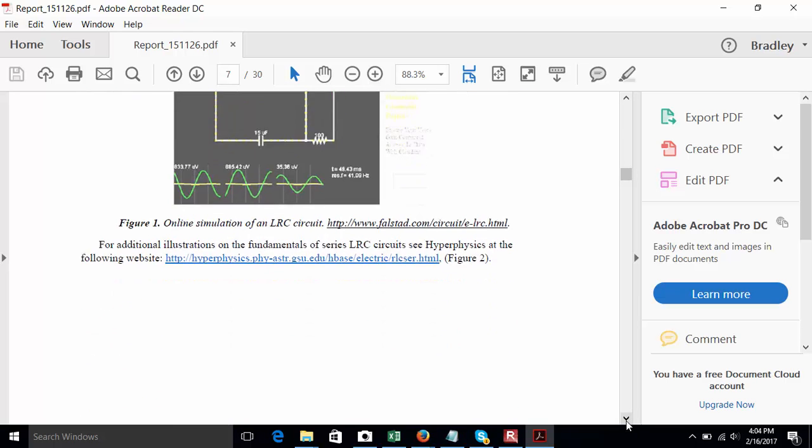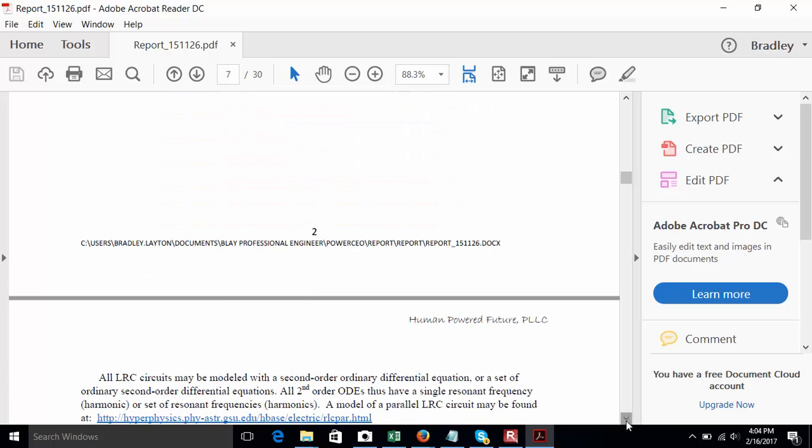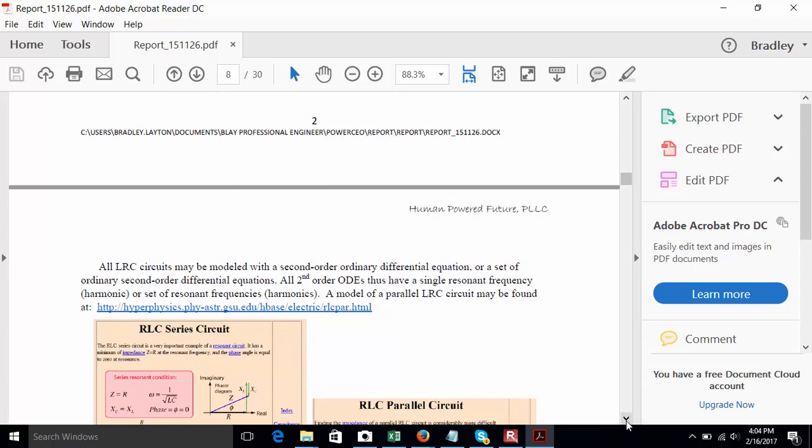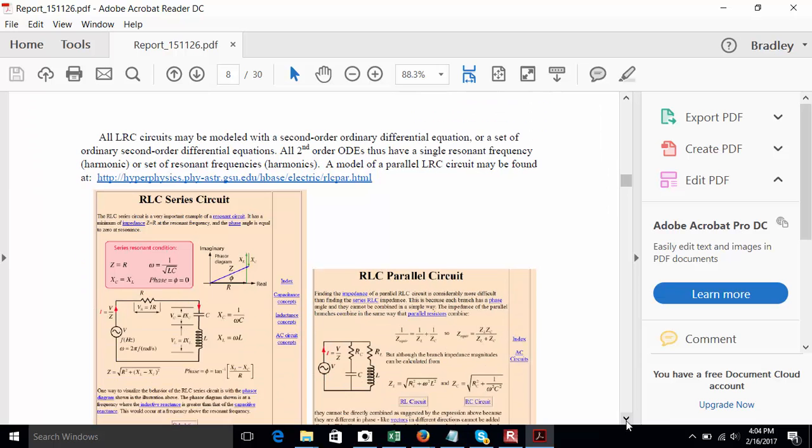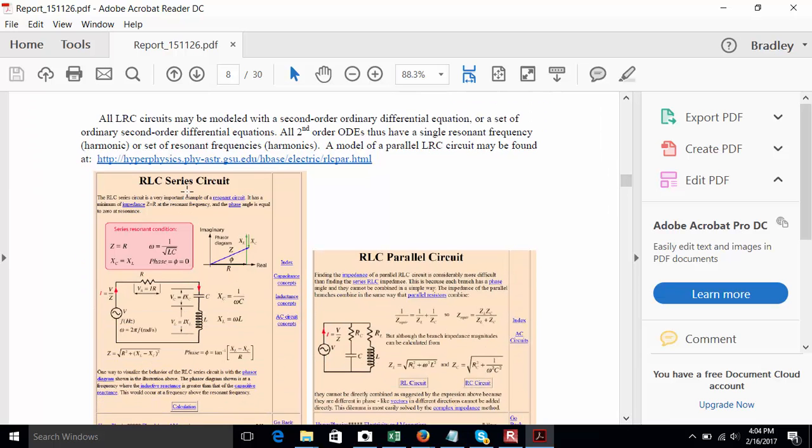Okay, there's a few other tutorials out there. This is an LRC. What we saw a second ago was a parallel circuit. Now we're looking at series. So the capacitor and the inductor are now in series. The math is a little bit different.